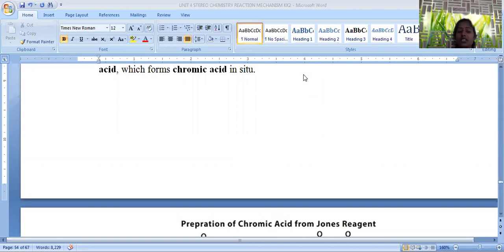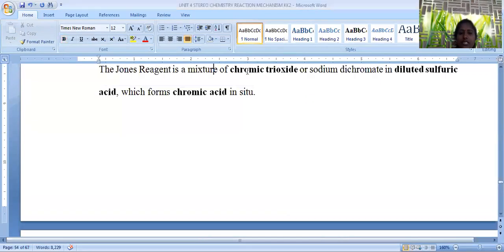Jones oxidizing agent chemical formula is H2CrO4. So H2CrO4 is synthesized by adding chromium trioxide with sulfuric acid. In the presence of excess amount of water, dichromic acid is formed first. Dichromic acid further hydrolyzed leads to formation of 2 moles of chromic acid. So this is about the structure of Jones reagent.